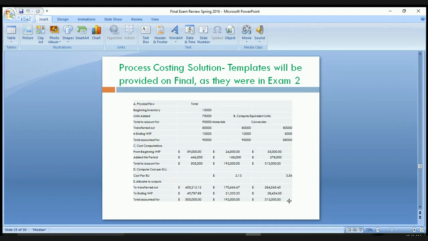Now it's important to use Excel on these because you do not round here. A lot of people were rounding on their homework assignments, and so what was happening, their numbers to allocate were a little off. So don't round until the very end.